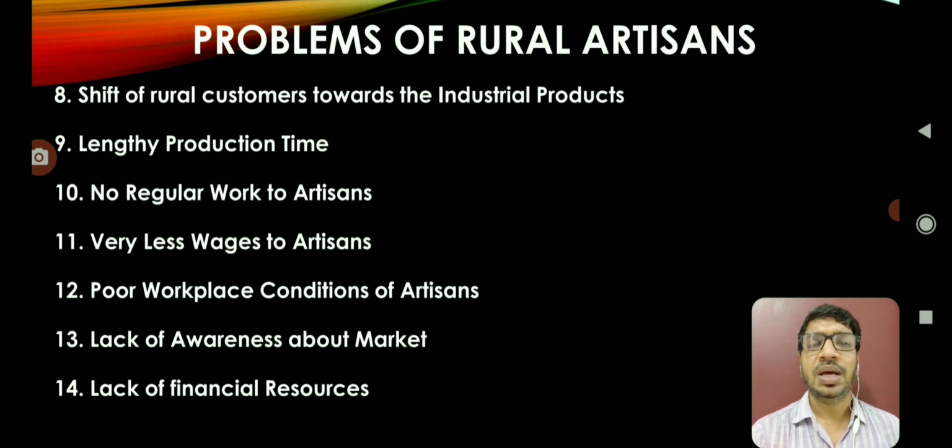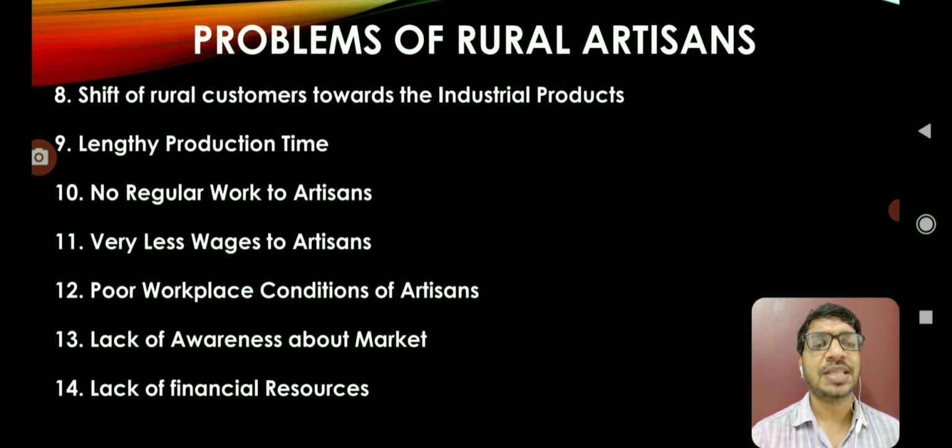They go for daily labor work in agri fields and so on. So momentum will be missed out to manufacture products continuously because of these seasonal effects, and very little wages to artisans, obviously. So the wages or payment for these artisans would be less when compared to regular workers. Poor workplace conditions of artisans. Most of these units are small in size, so they have limited resources or infrastructure available for workers. Most of the artisans work in poor working conditions.